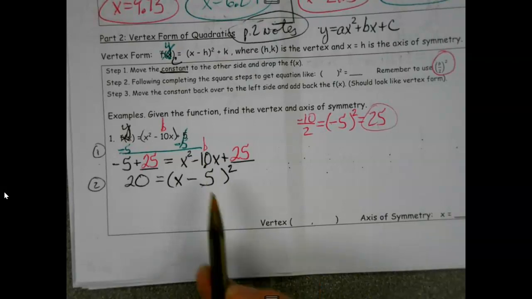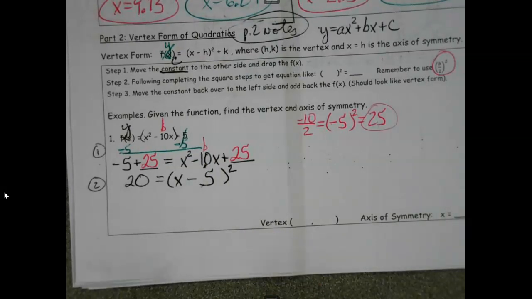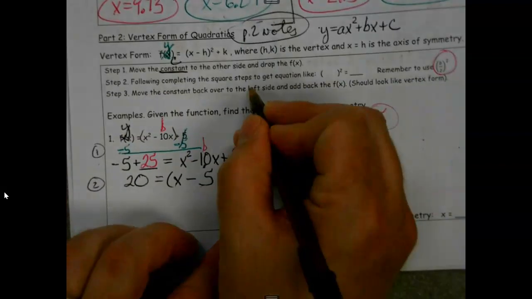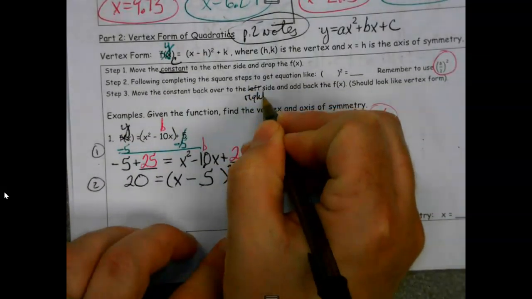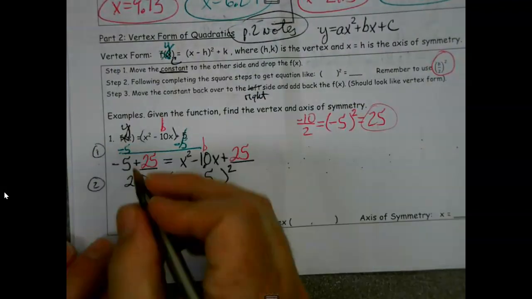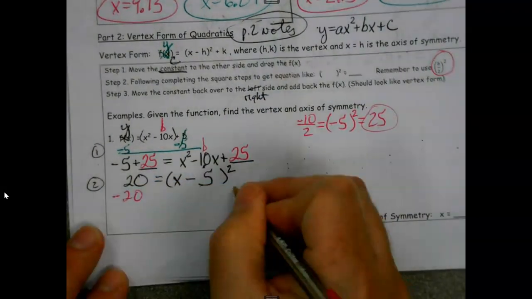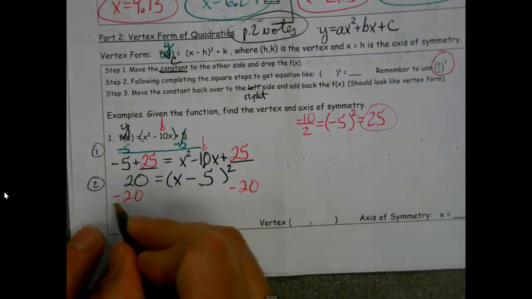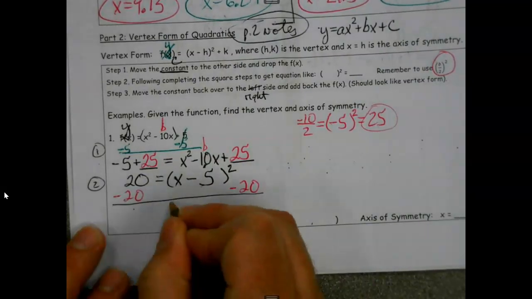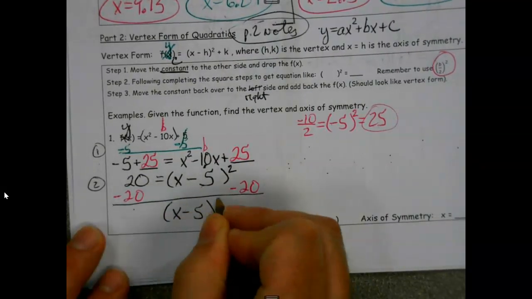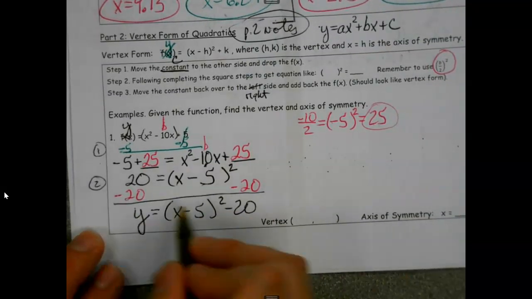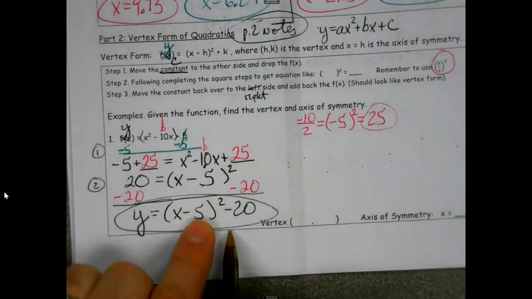Yeah. Because now, once it looks like this, we're not solving this time, don't square root it. Move the constant back over, but this isn't going to be to the left side, it's going to be to the right. And put your y back in. Vertex form.